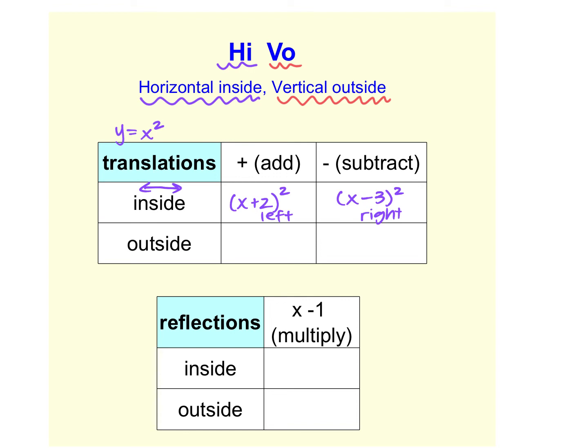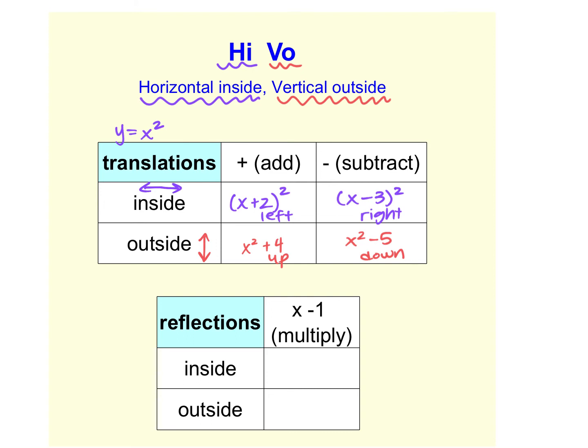Vertical transformations happening outside, this is going to be a movement up or down. If I have an addition on the outside, this is going to move my function up. If I have a subtraction on the outside, this is going to move my function down. With translations, we want to be more specific than just horizontal and vertical. We want to be specific about the direction.